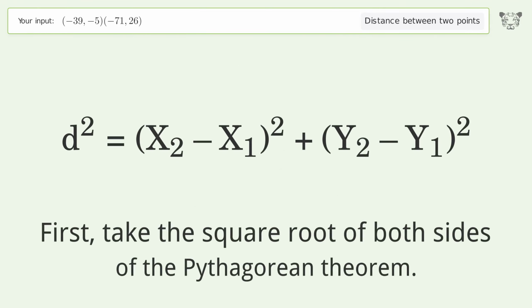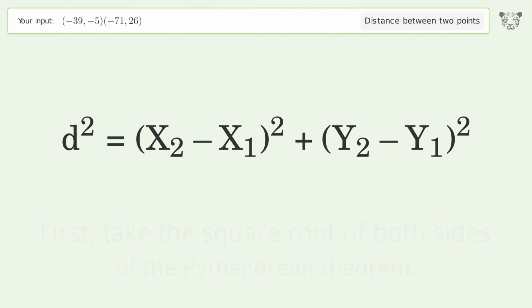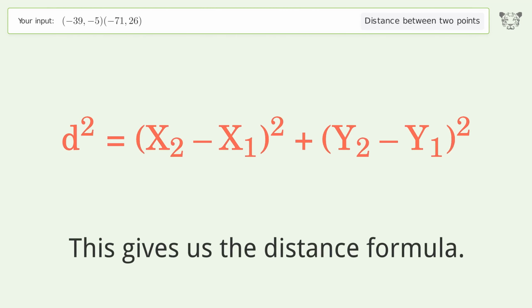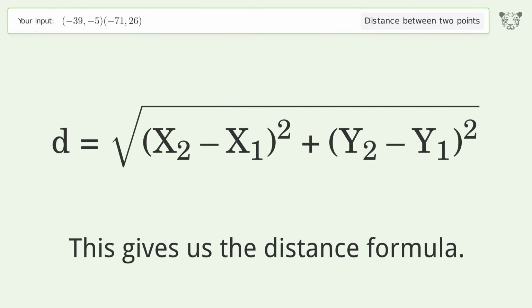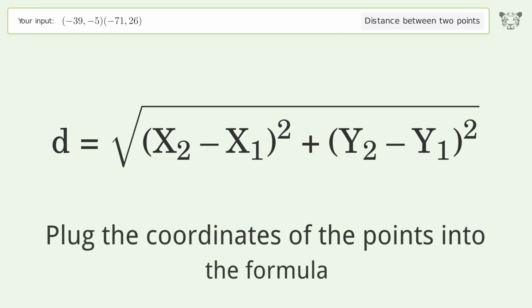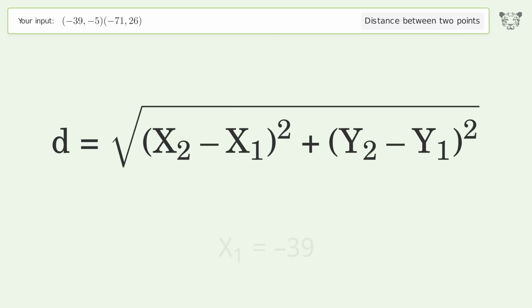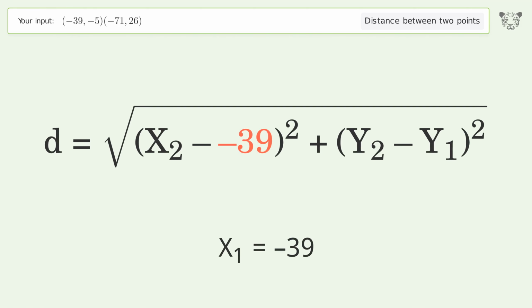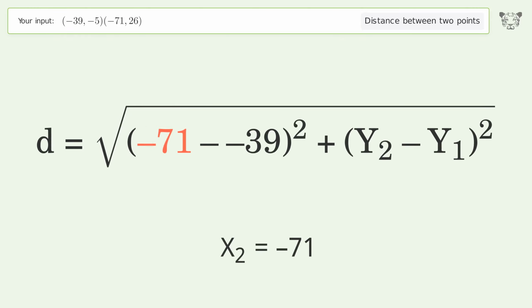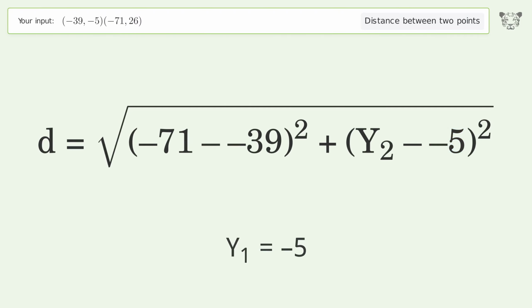First, take the square root of both sides of the Pythagorean theorem. This gives us the distance formula. Plug the coordinates of the points into the formula. x1 equals -39. x2 equals -71. y1 equals -5. y2 equals 26.